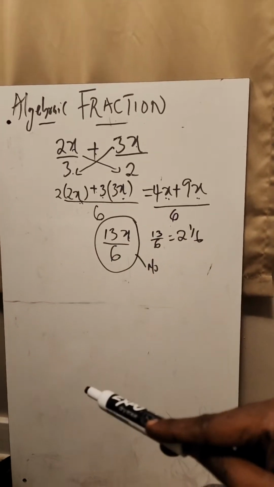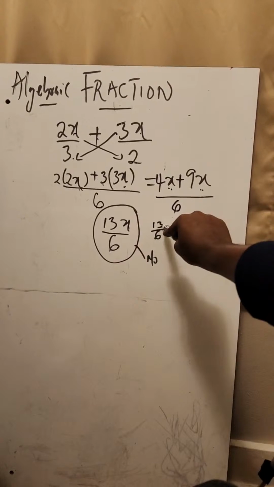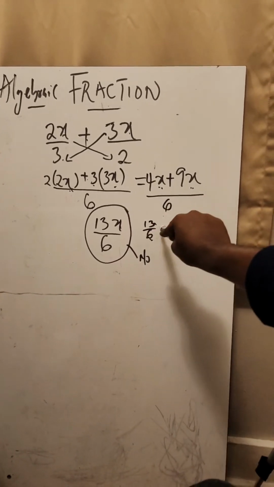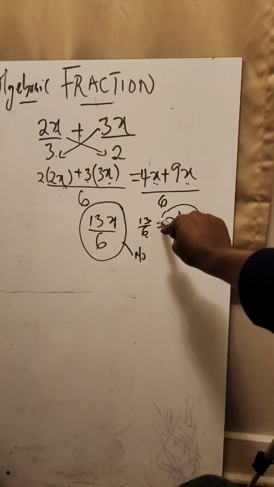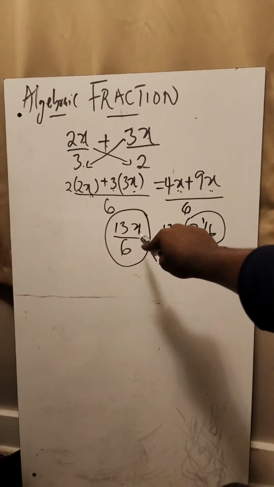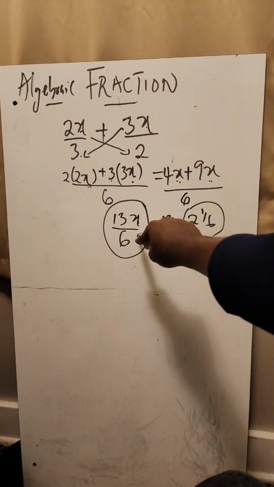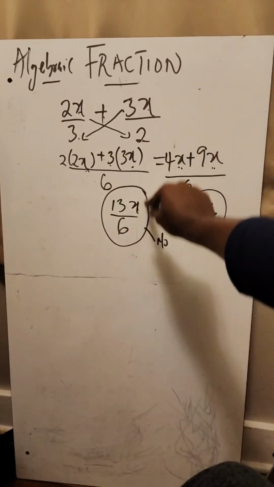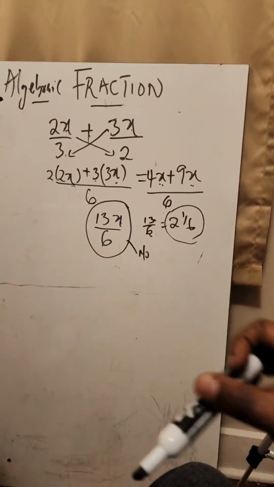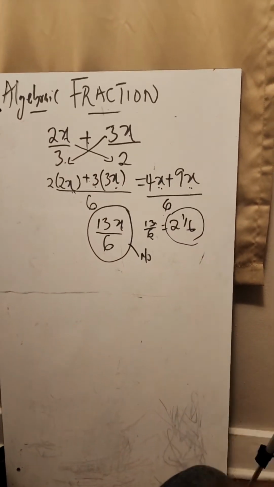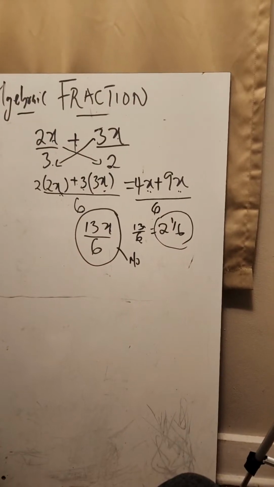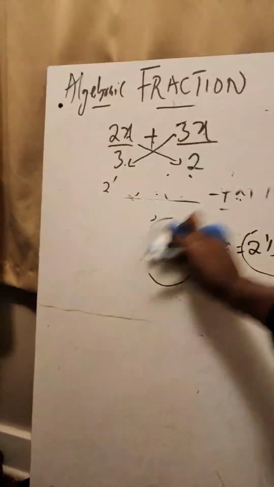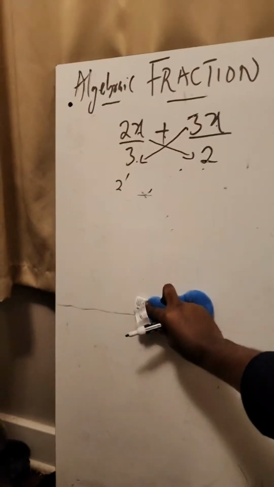I mentioned that if we have 13 over 6, we can rewrite it in the form of a mixed fraction. But in this case, this is an algebraic term, and it cannot be simplified further. So what you have to do is stop here. Now let's consider an algebraic fraction that involves an equation, which is what I'm going to do next.